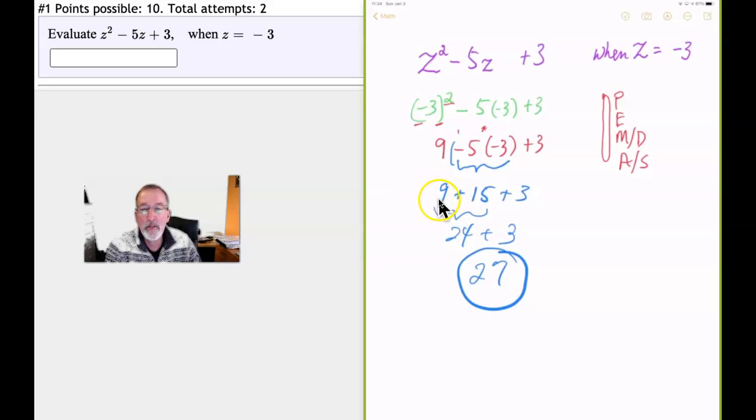So we're going to start here on the left. 9 plus 15 will be what we evaluate first, for 24. And then bring down the plus 3, and then we add 24 and 3 together and we get 27. And that's how to solve this kind of problem. Substitution, we just put this number, whatever it is, in place of this letter, the variable there. And each time you see that, you write that number in, and then you perform all the same operations.